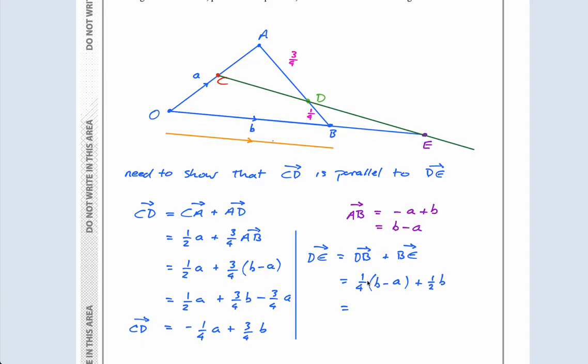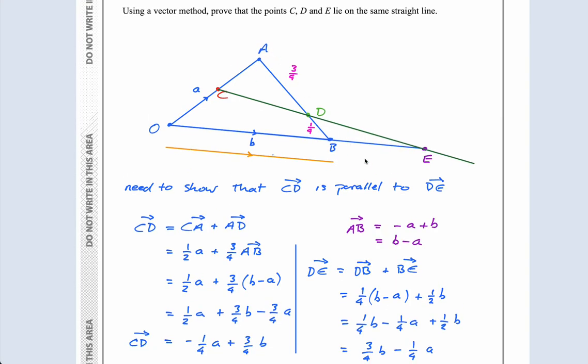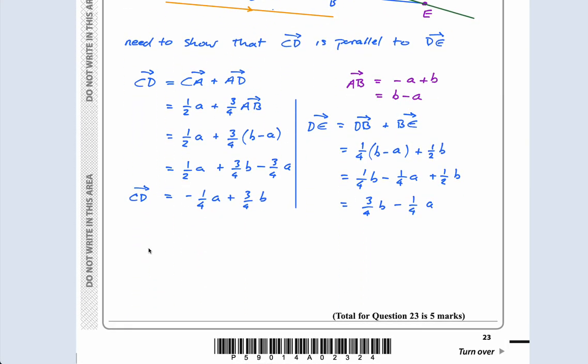This equals, we're nearly done guys, a quarter B minus a quarter A plus a half B. A quarter B plus a half B is 3/4 B minus 1/4 A. Now look, CD and DE, they're actually the same. It's minus a quarter A plus 3/4 B. 3/4 B minus a quarter A. They're the same thing. Therefore, they're parallel and on the same line. So I'm going to actually write down CD equals DE.